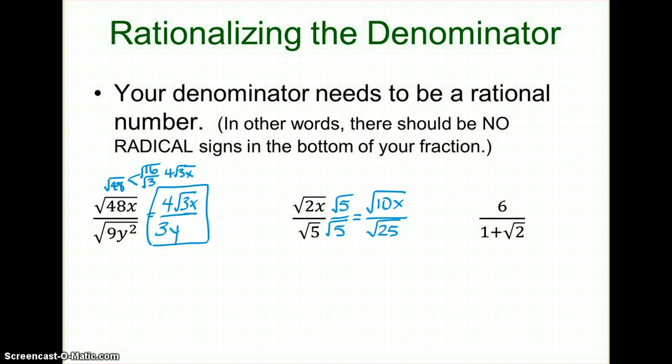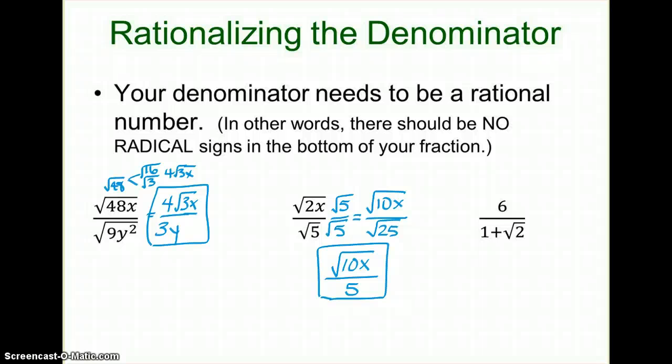And when I get ready to simplify, the square root of 10x, 10x does not simplify. There's no perfect squares in there. But the square root of 25 actually becomes 5. And so now my denominator is rational, and that's all I needed. It just said to rationalize. There's nothing else I can do there.